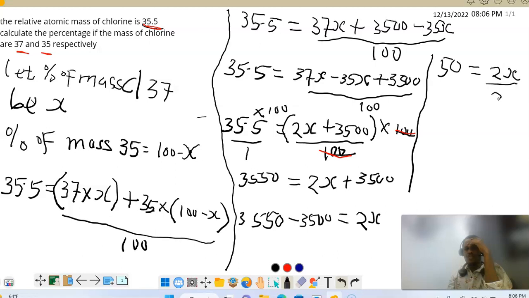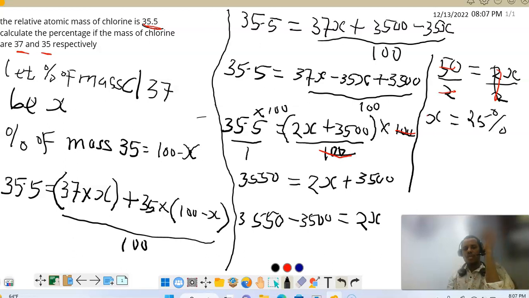So both sides you divide by 2. Then 2 and 2 cancel each other. When I'm canceling, I'll use the red pen. 2 and 2 cancel each other. This is by 2, 50 divided by 2. X alone is equal to 25%.